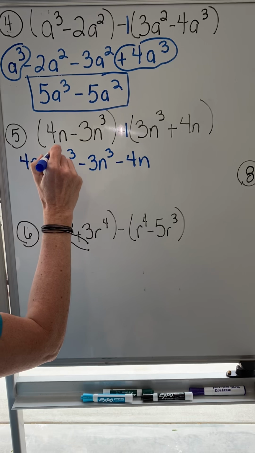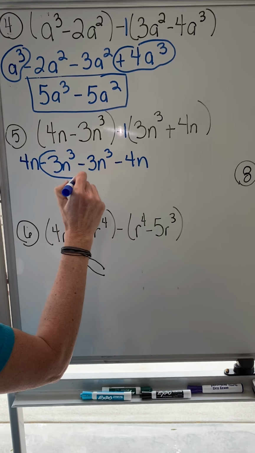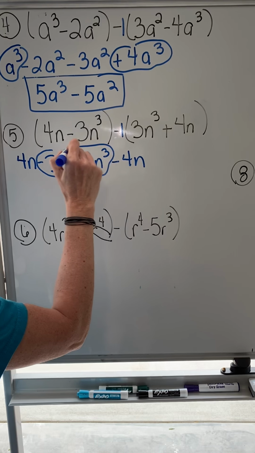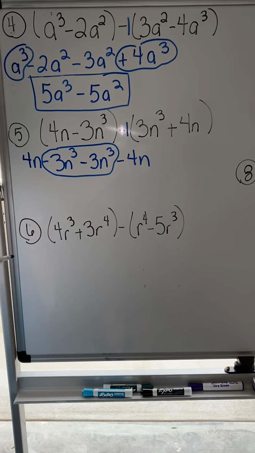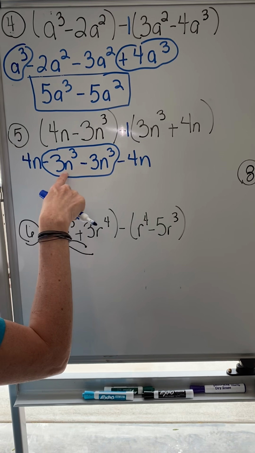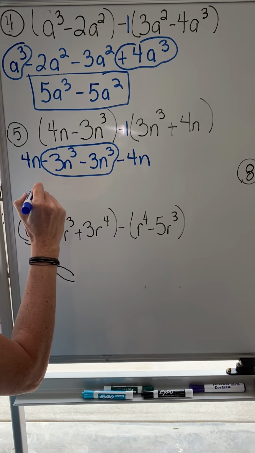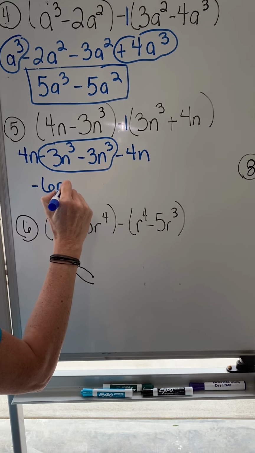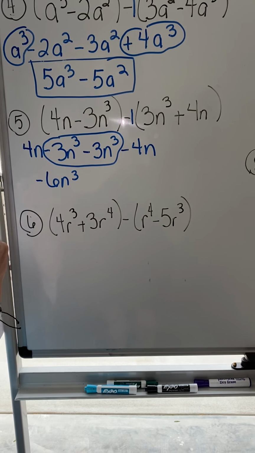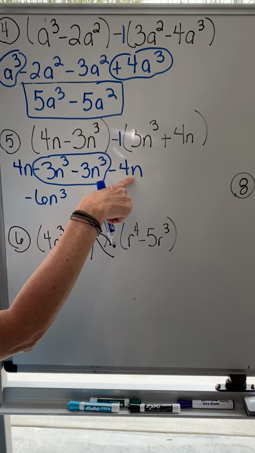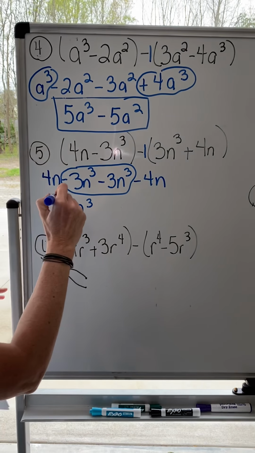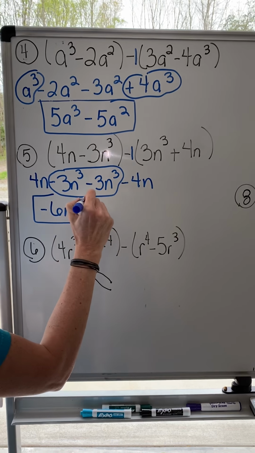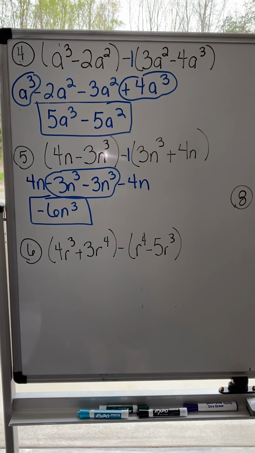So when you combine these two things together right here, you can combine those two things together because they're like terms. That is going to be negative 3n to the third minus 3n to the third. That's negative 6n to the third. And then what you're left with is 4n minus 4n. They cancel each other out. That's just 0. So this is going to be your final answer. You don't have to include the 0.